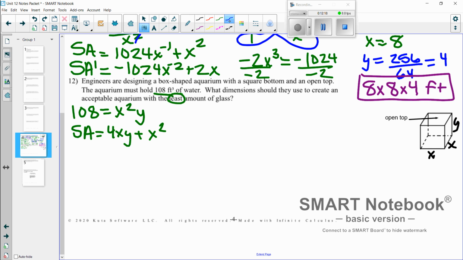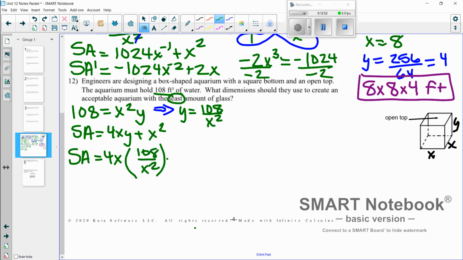Now, let's adjust our known to get it in terms of y equals, right, 108 over x squared, because we need to substitute that into our unknown and have that in terms of one variable. So we have y equals 108 over x squared. Let's adjust our unknown here, so it's in terms of one variable. 4x times 108 over x squared. Again, if you want to just pause this and try this one out, it's super similar. We got the same looking setup here.